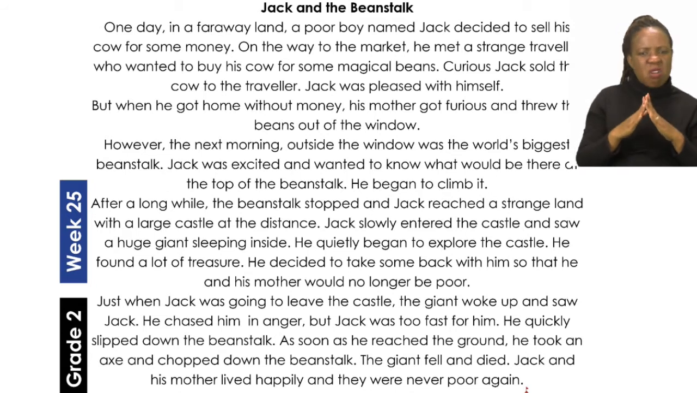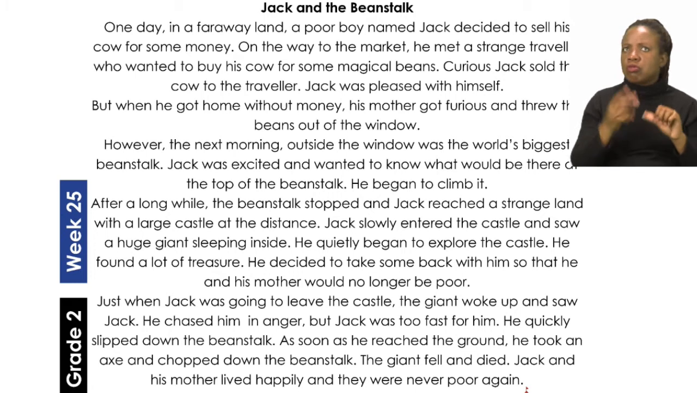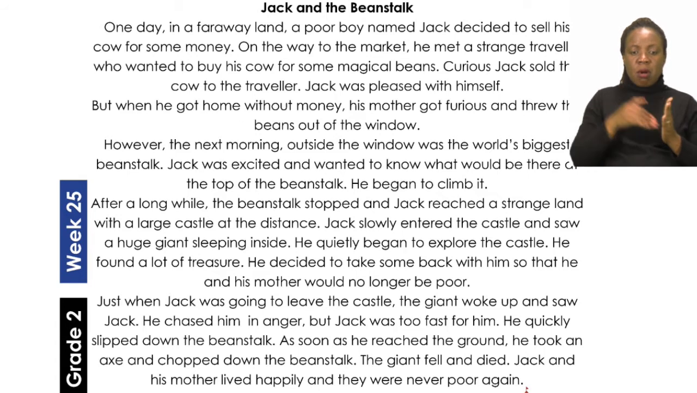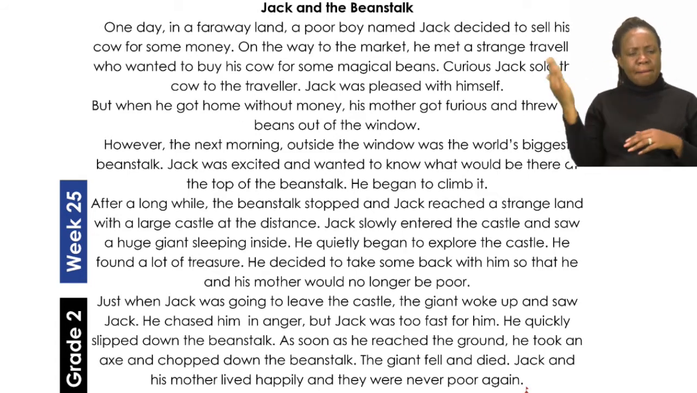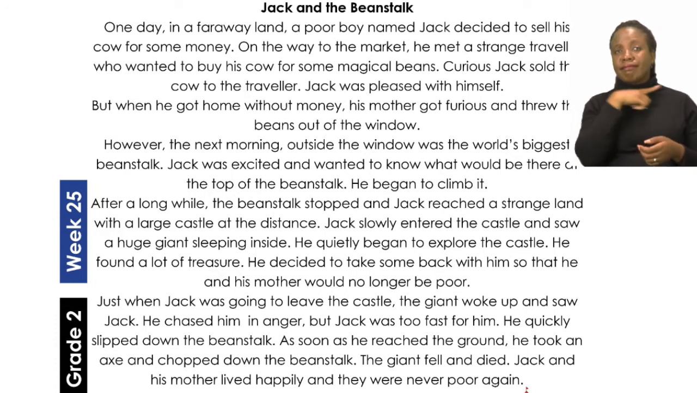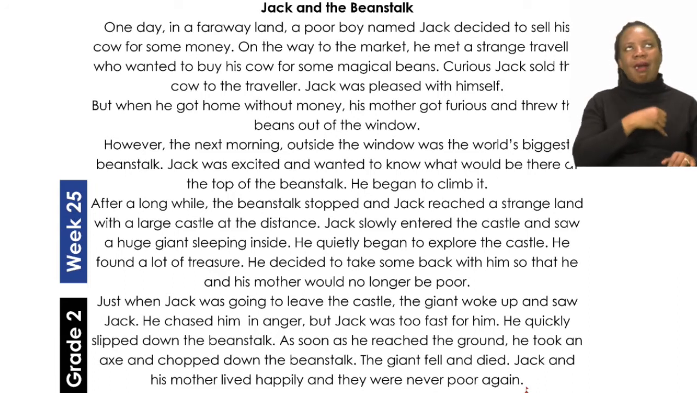Just when Jack was going to leave the castle, the giant woke up and saw Jack. He chased him in anger, but Jack was too fast for him. He quickly slipped down the beanstalk. As soon as he reached the ground, he took an axe and chopped down the beanstalk. The giant fell and died. Jack and his mother lived happily, and they were never poor again.